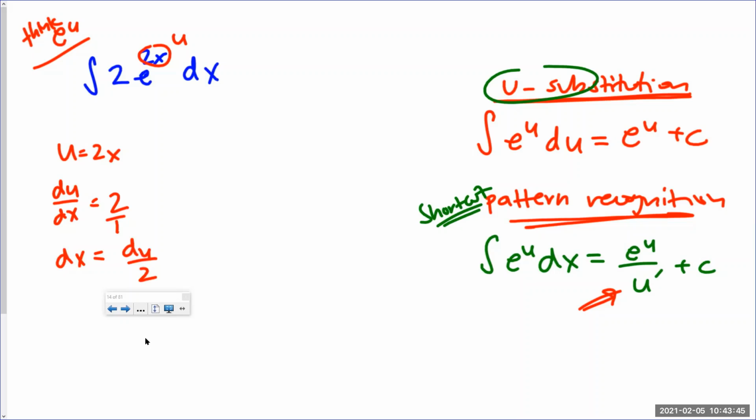I replace two things. Now remember, this is already circled. What two things do I replace? My u and my dx, I'm going to circle them, okay? When I replace them, I don't touch anything else, only the things that I circled. So this becomes 2e^u times, and what is my dx? It's down here, du over 2.